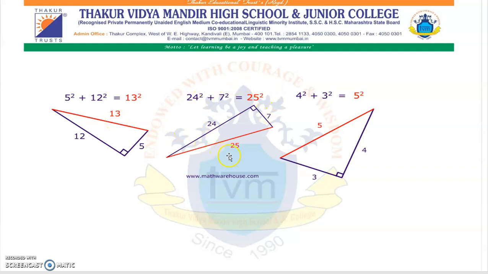Same way you have to see for the second figure. Three values are there. The largest value is the hypotenuse and other are side 1 and side 2. Substitute these values in the formula of Pythagoras theorem. If the values of both the sides are equal, they are Pythagorean triplets. Same way, please solve for the third figure.